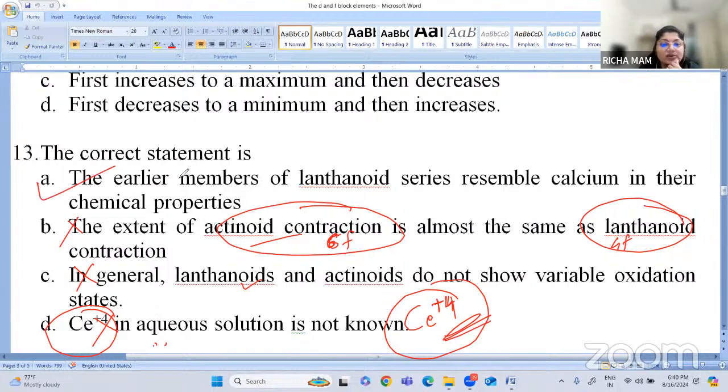When we see A, the earlier members of the lanthanoid series resemble calcium in their chemical properties. Yes, so this is the correct answer. So option A is the correct answer. Who all have answered A? Akhila has answered, Shivaruni has answered. Okay, so option A is the answer. Let us go for the next one.